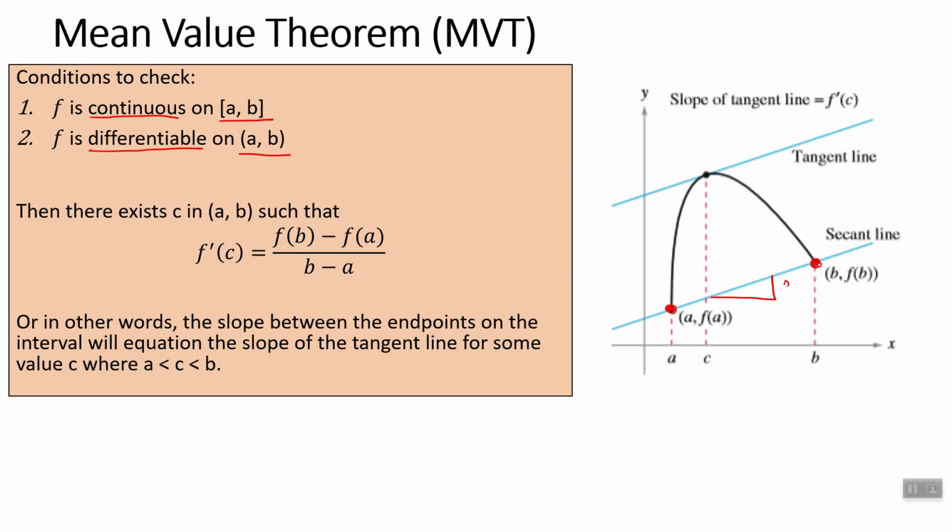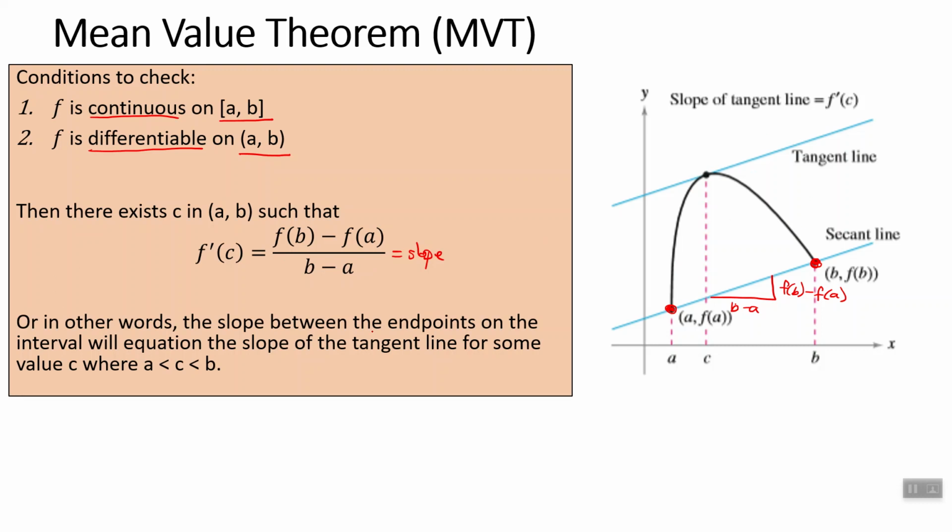So the slope of this line will be exactly this. The height is the change in the y values, so f of b minus f of a is the height. The length is just going to be b minus a. So our slope is exactly this. So this is the slope between the endpoints, and the derivative will just equal that slope somewhere. So somewhere along this curve, it will have the same slope. So these two lines will be parallel.